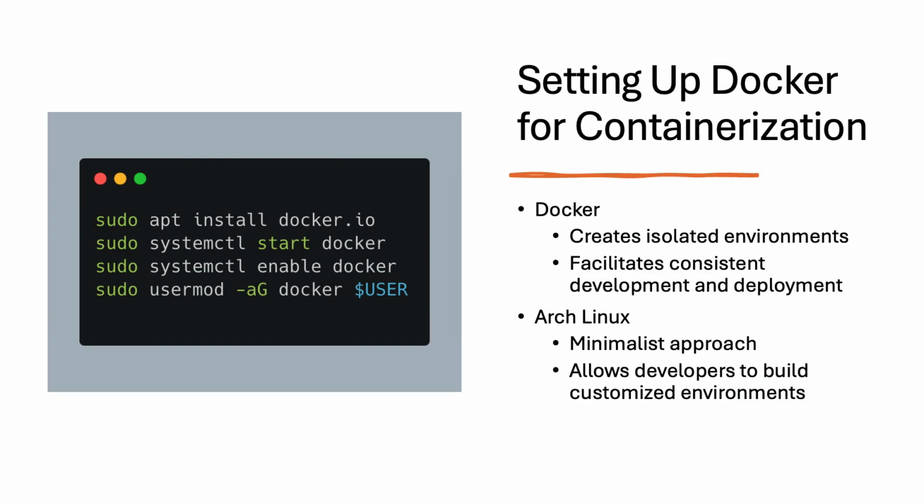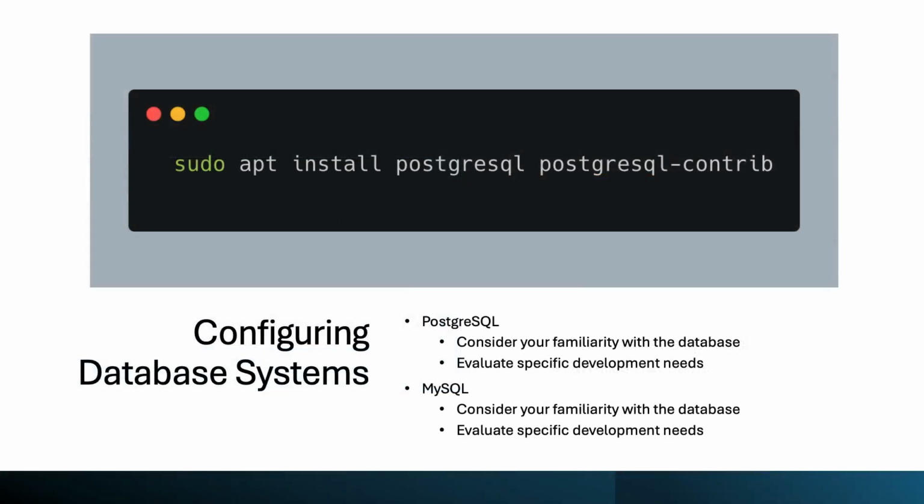Docker creates isolated environments for consistent development and deployment. Arch Linux offers a minimalist approach, enabling developers to build customized environments. When choosing between PostgreSQL and MySQL, consider your familiarity with each database and your specific development needs and requirements.